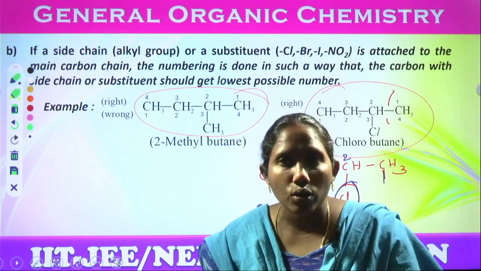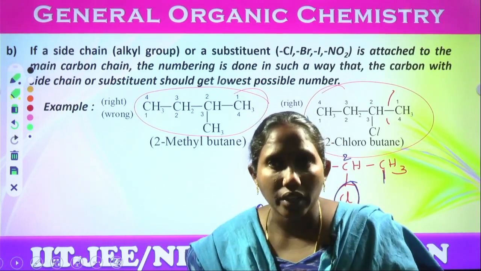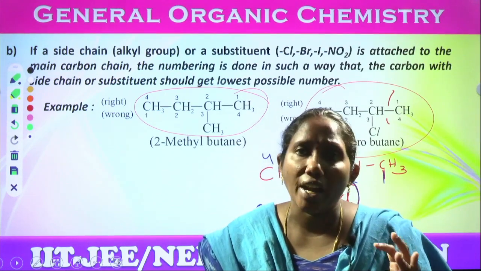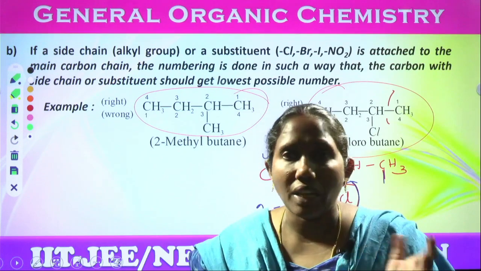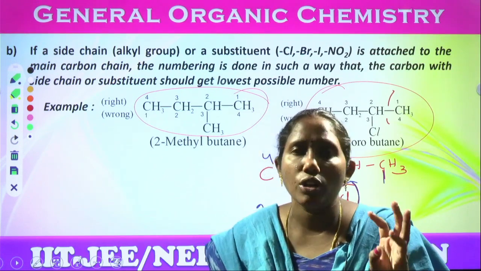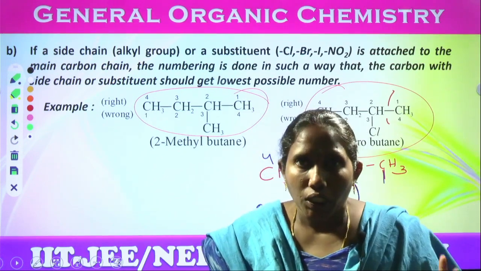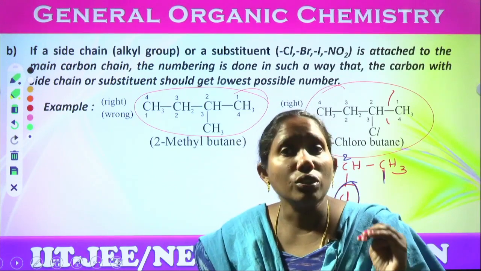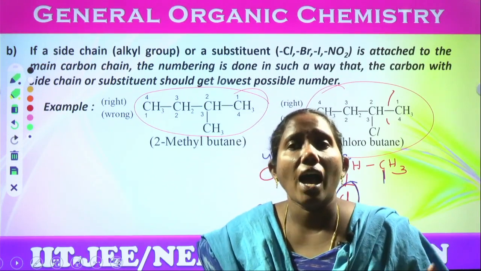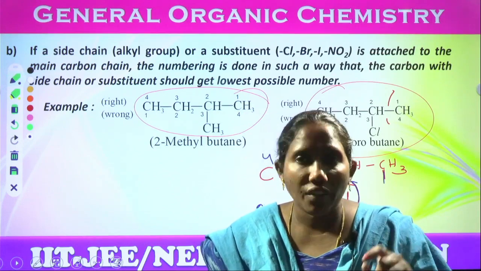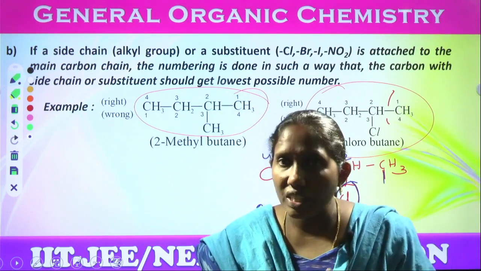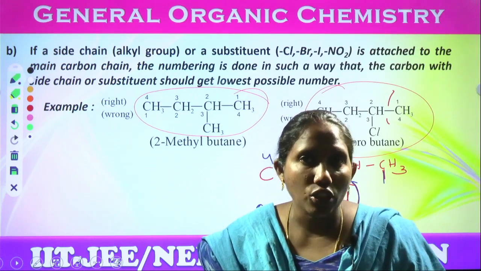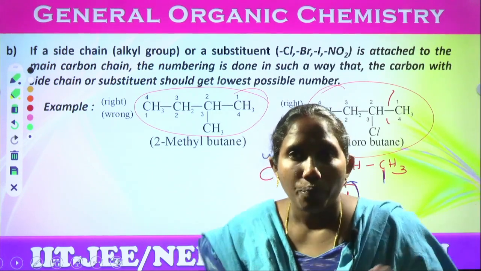These are called halogens, 7th group elements in the periodic table. Astatine is a radioactive element, so we will not consider it. If fluorine, chlorine, bromine and iodine are present as substituents, we take the prefix as halo: if it is fluorine, fluoro; chlorine, chloro; bromine, bromo; and iodine, iodo, right?